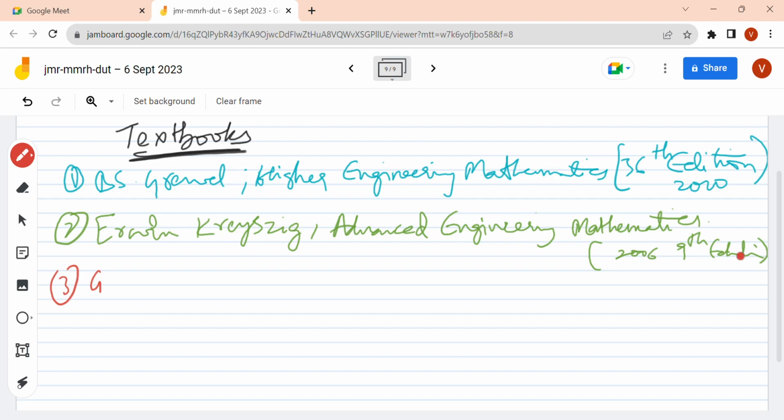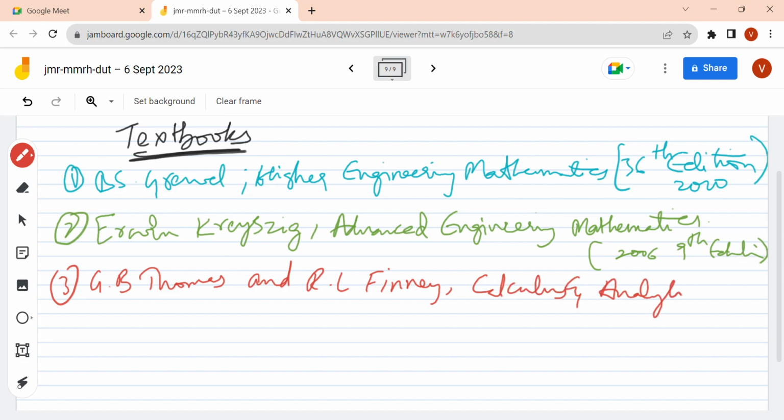Next, GB Thomas and RL Finney. Then you have Calculus and Analytic Geometry. That also you can go for 9th edition, some 2002 like that, by Pearson. So these are all the materials which you can refer, and you can also browse the internet, anything also, not an issue.